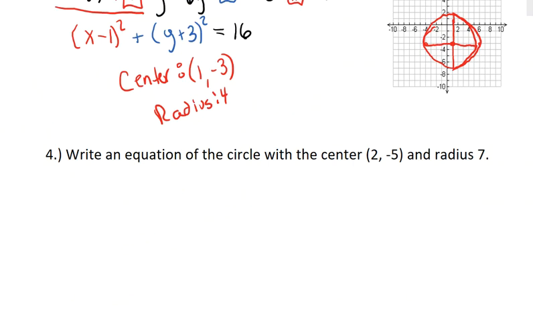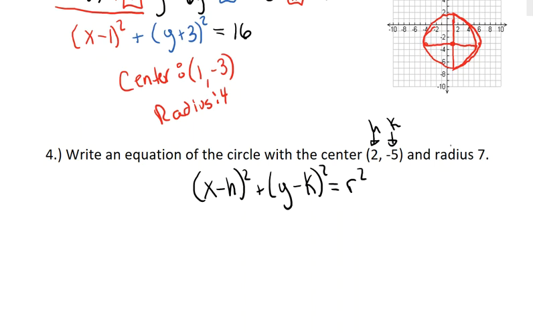And the last two questions are just to make sure that we're familiar with the equation for a circle. If we're given the center, which is 2, negative 5, and it has a radius of 7, we just need to write an equation. So we're just going to think of what that equation is. (x minus h) squared plus the quantity (y minus k) squared equals r squared. And again, we're just plugging in. This is h, this is k, and this is r. So we're going to get (x minus 2) squared plus (y plus 5) squared, and that's going to equal 49.